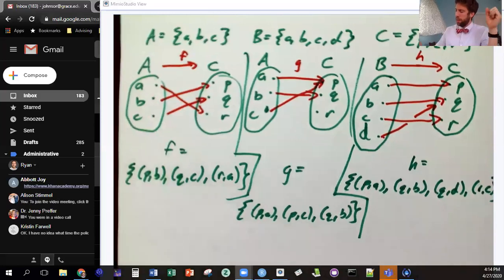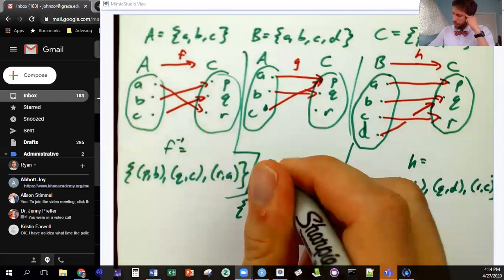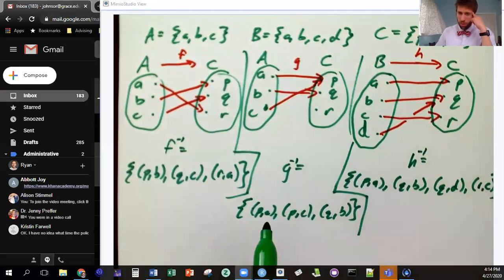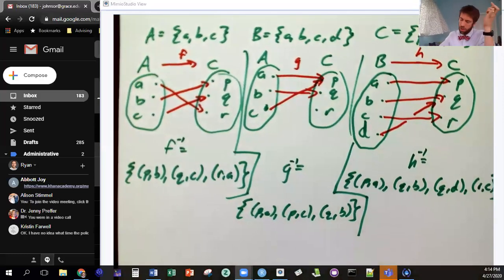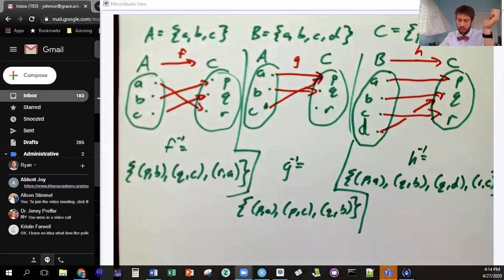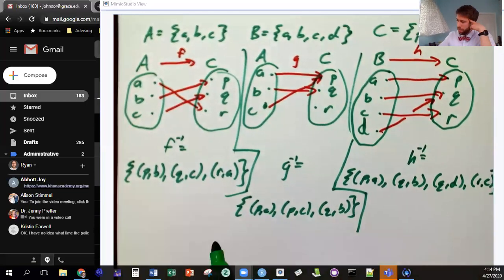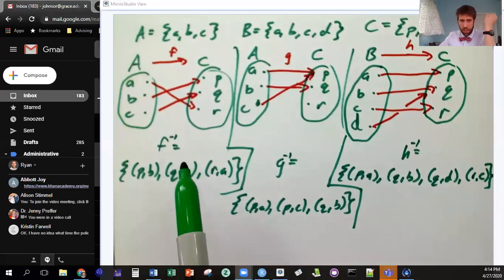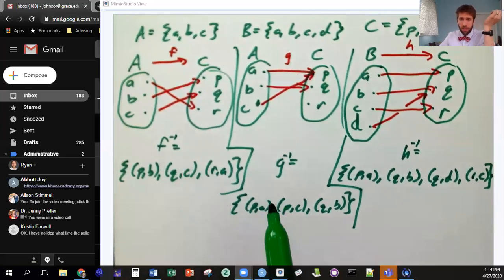All right, and these are the inverses, not the original functions, because I'm swapping the order of all the ordered pairs. And so the question then is, which of these inverses are actual functions? This inverse of F is a function. This inverse of G is not a function.